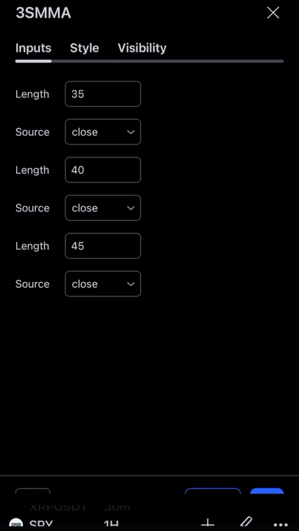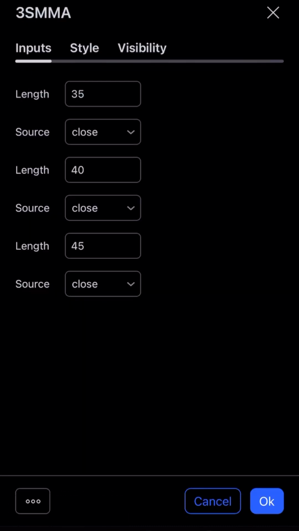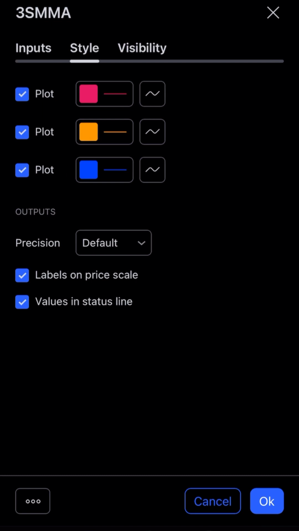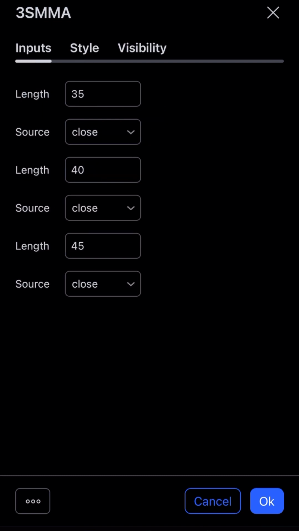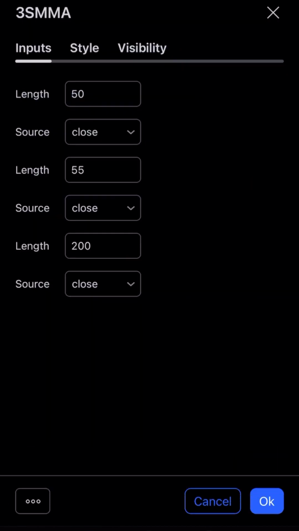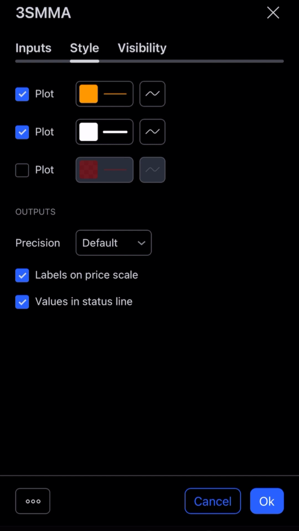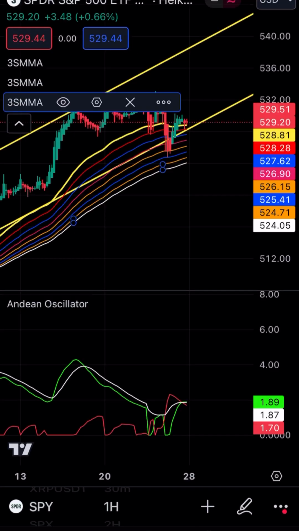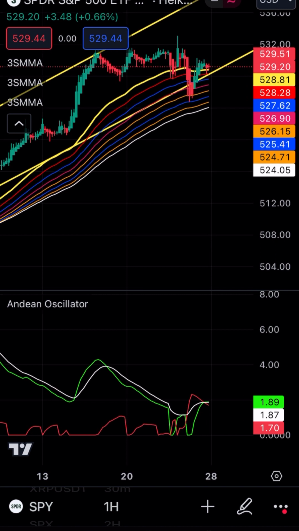The second batch is 35, 40, 45. Make sure you have bright colors that stand out. And the last one here is 50 and 55. We don't need the third one, so we check that one off. Make sure you have bright colors. That will set up your rainbow strategy.